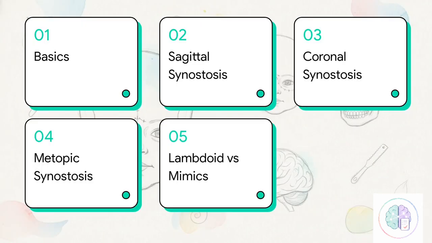Here's our agenda for the investigation. First, the basics of single suture craniosynostosis. 2, sagittal synostosis and surgery. 3, coronal synostosis and syndromes. 4, metopic synostosis characteristics. And finally, lambdoid synostosis versus its sneaky mimics.